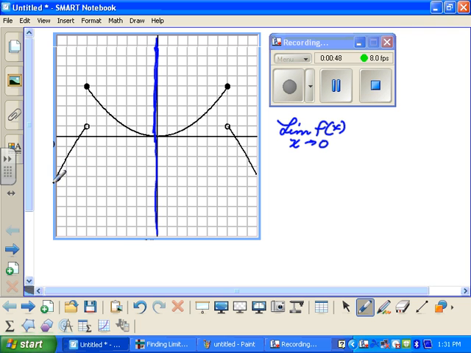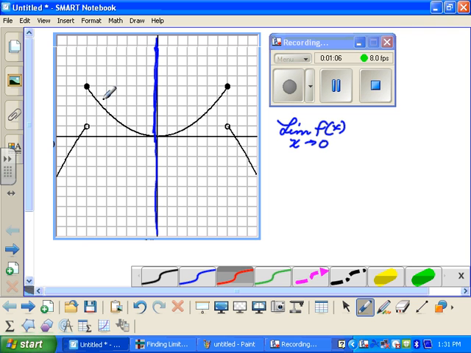Now, our function comes down from below and comes up in an open circle here, and then it makes a jump in a filled-in circle, and our function comes along like this. And we're trying to see what happens as our function approaches this blue line.